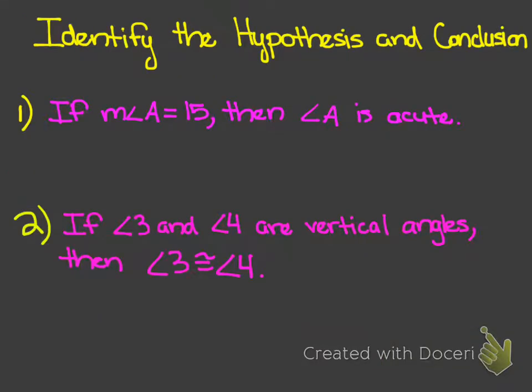Okay, so let's look at the following statements. We want to identify the hypothesis and the conclusion. So the first one says, if the measure of angle A is 15, then angle A is acute. That is a true statement because an acute angle is in between 0 and 90. So the hypothesis follows the if. So the hypothesis is measure of angle A equals 15. That is the hypothesis.